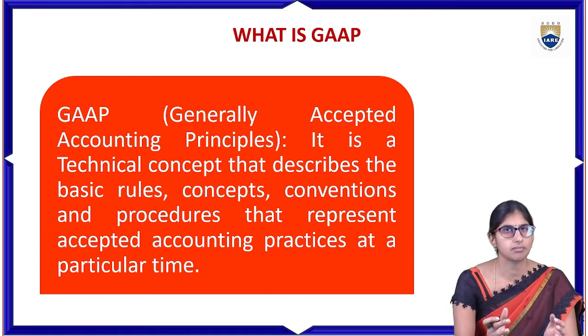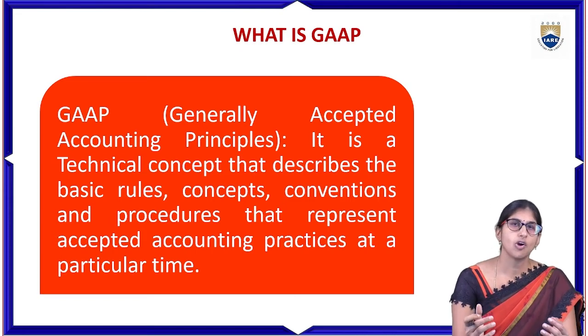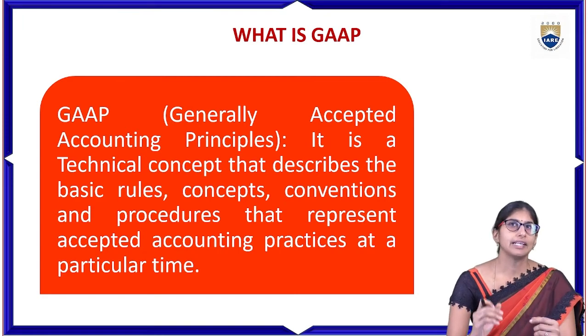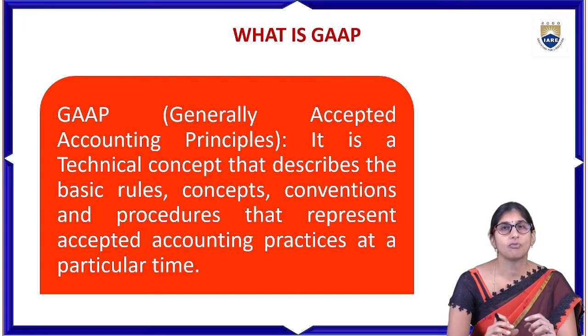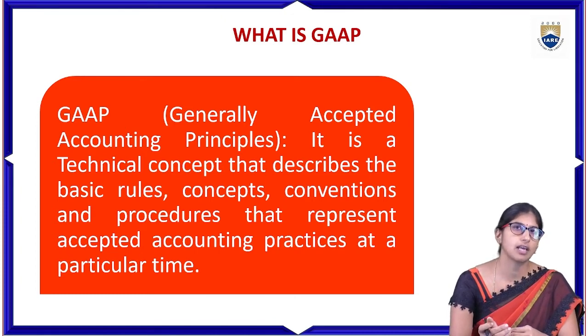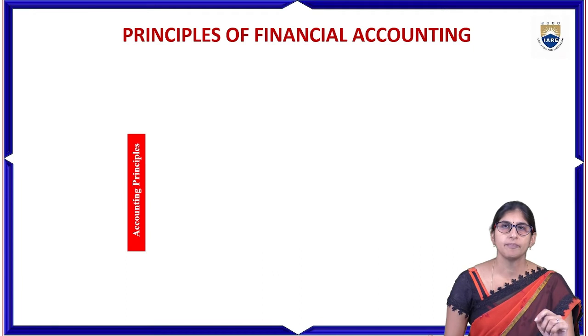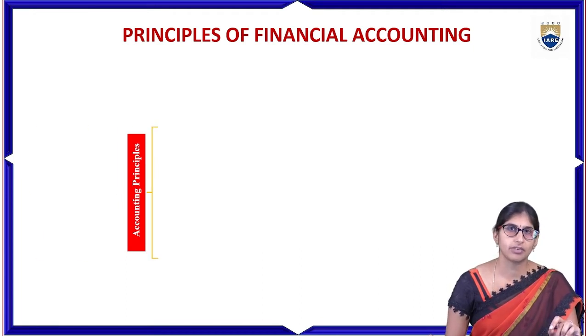All these board members are going to consider a few of the accounting principles which are actually required in the accounting system, and these can be included in generally accepted accounting principles. So it is a technical concept which describes the basic rules, regulations, concepts and conventions of the accounting procedures. In this GAAP, we discuss accounting principles which are divided into two types: concepts and conventions, the rules and regulations of accountancy.